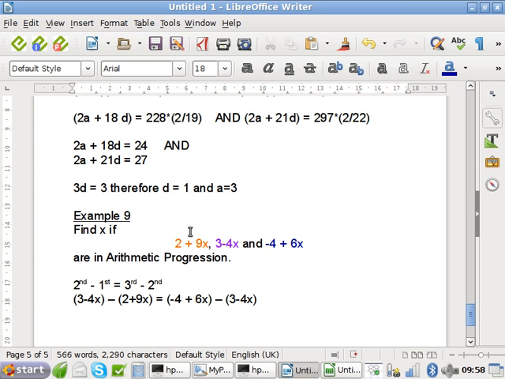No. Yeah. 2 plus 9x. Yeah. Plus minus 4. Yeah. Plus 6x. Yeah. Divide by 2 equals 3 minus 4x. You're saying that the first one plus the third one, divided by 2, equals the second one. Correct. That will give you the exact same answer. You're right. So you can see that here, you could rearrange this into the first one plus the third one equals twice the second one. So in fact, what you're saying will give you the same equation after you rearrange it.